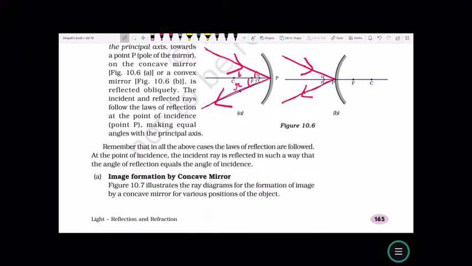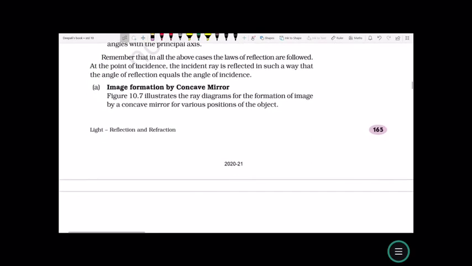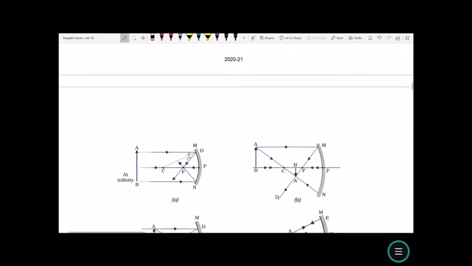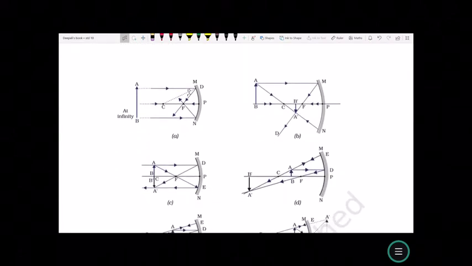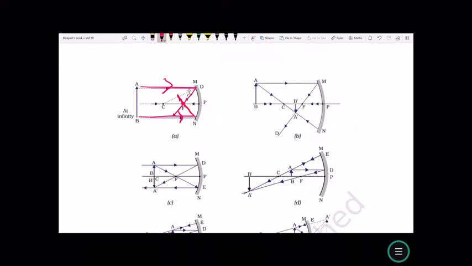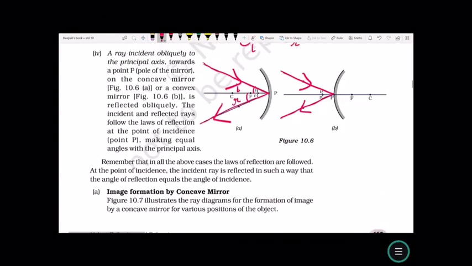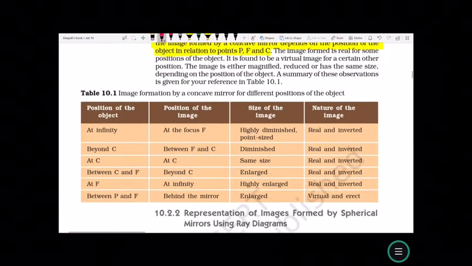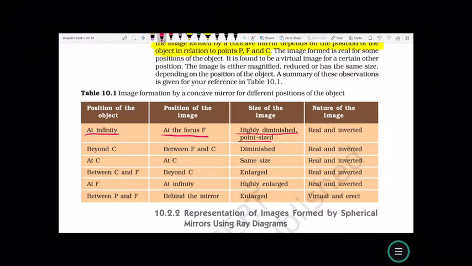Now let us see the image formation by a concave mirror. Figure 10.7 illustrates the ray diagram for the formation of the image by a concave mirror for various positions of the object. Now you can see here the object is at infinity, and you find the incident ray. We are taking only two rays for our convenience according to the laws for drawing the ray diagram. We know if it is parallel, it has to pass through the focus after reflection. So this is the point where the image will be formed. That is, if the object is at infinite distance, the image is formed at the focus, which is very small, real and inverted. Here, for an object at infinity, the image is at focus, highly diminished or point size, real and inverted.